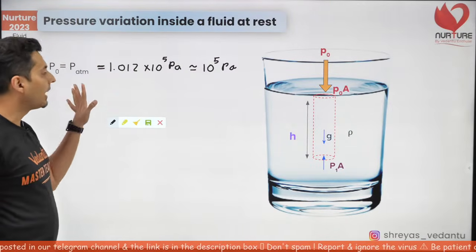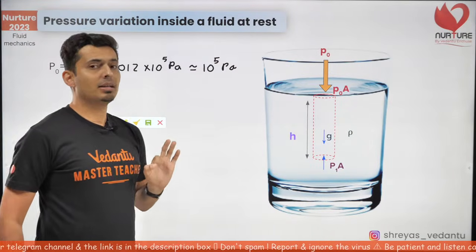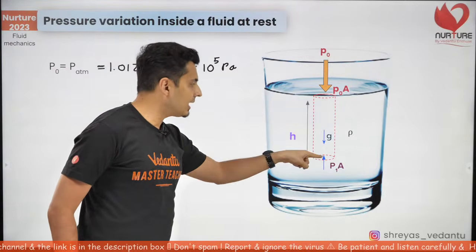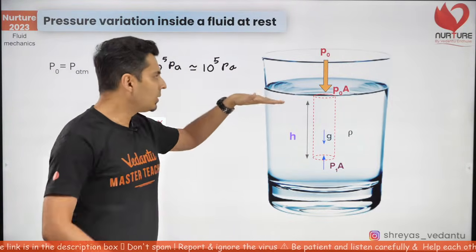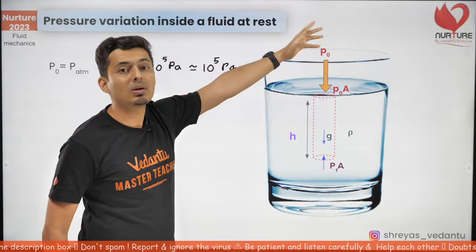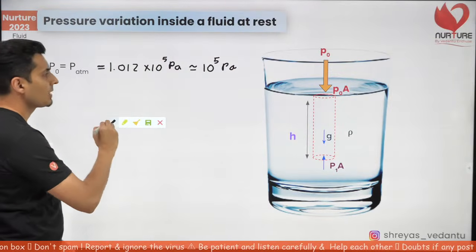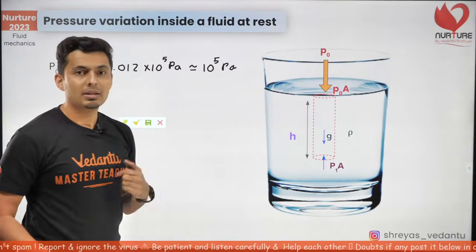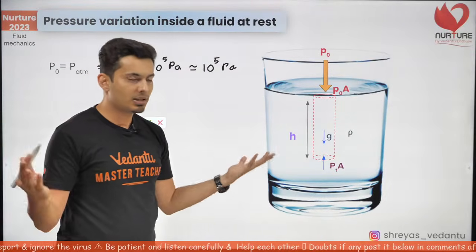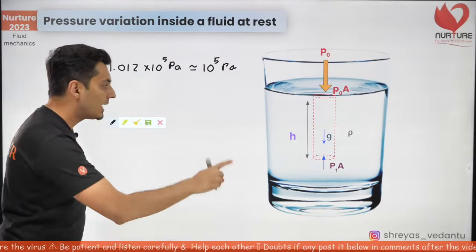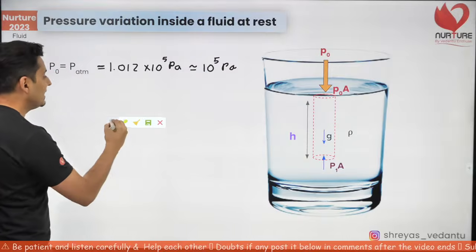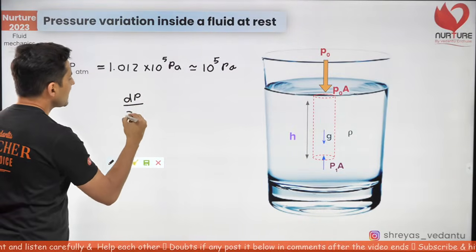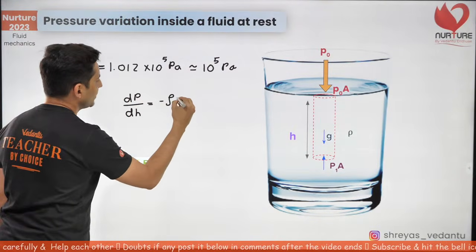Very good. Now, the next thing is, what is the pressure at any depth? We know at the sea level, what is this P0? P0 is called the atmospheric pressure. When you go inside the liquid, then the pressure will change, correct? The pressure will change. That pressure variation with height can be derived from dP by dH. I leave that up to you.